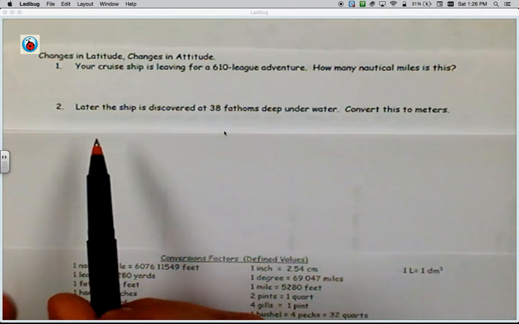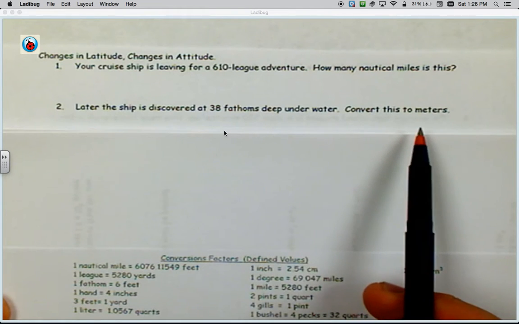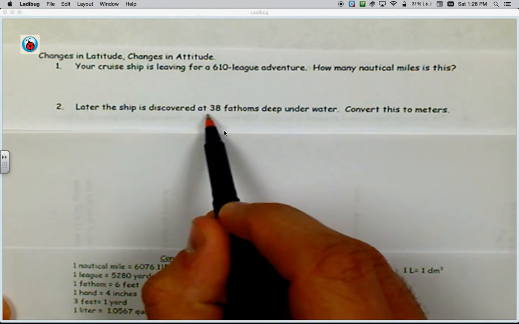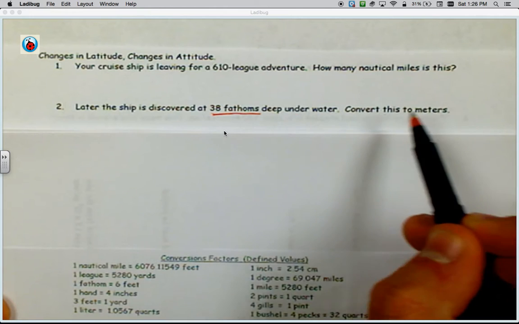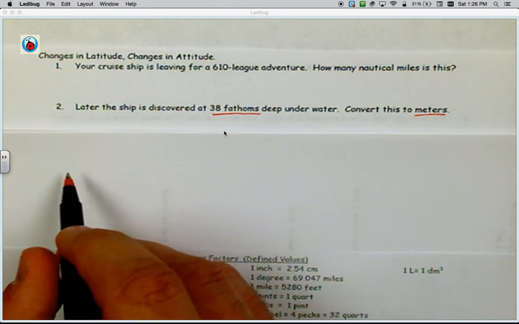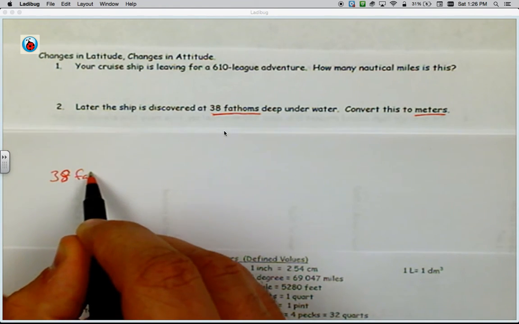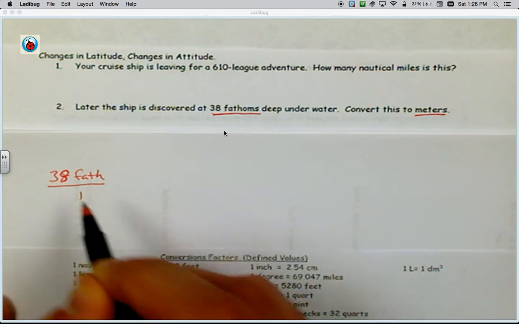So, number 2, later our ship is discovered at 38 fathoms deep underwater. We're going to convert this into meters. Always start with your given. Here's our number, 38 fathoms. We got a question, convert into meters. All right, well, start with our given, 38 fathoms. We're going to go ahead and put that over 1 so we know it's in the numerator.